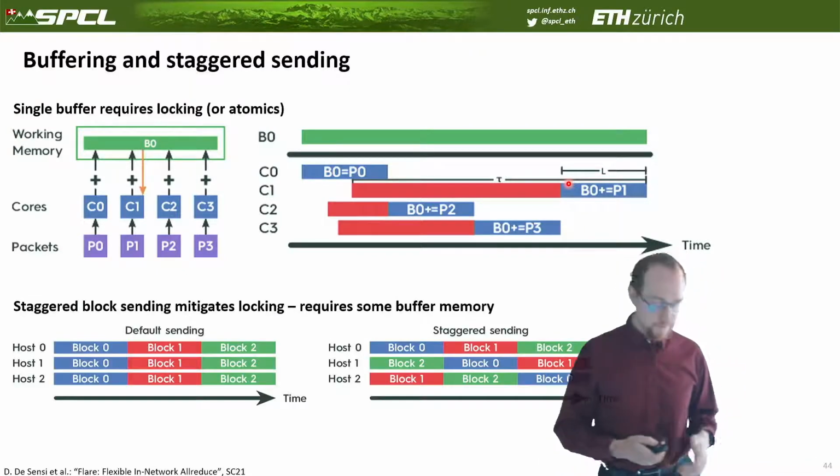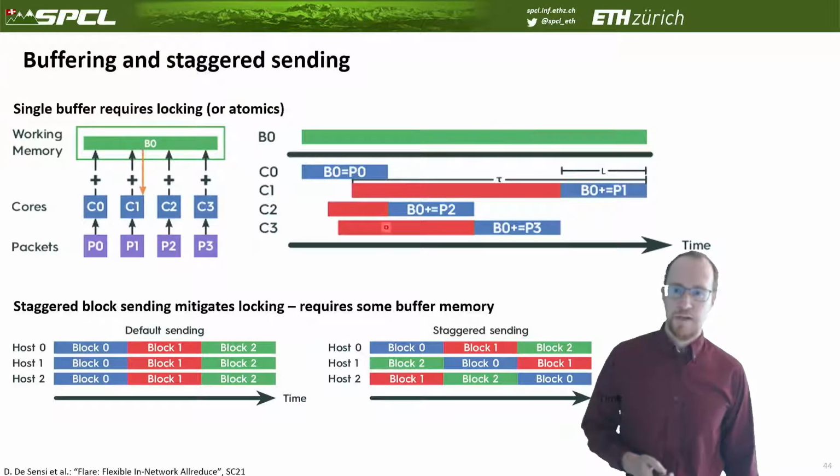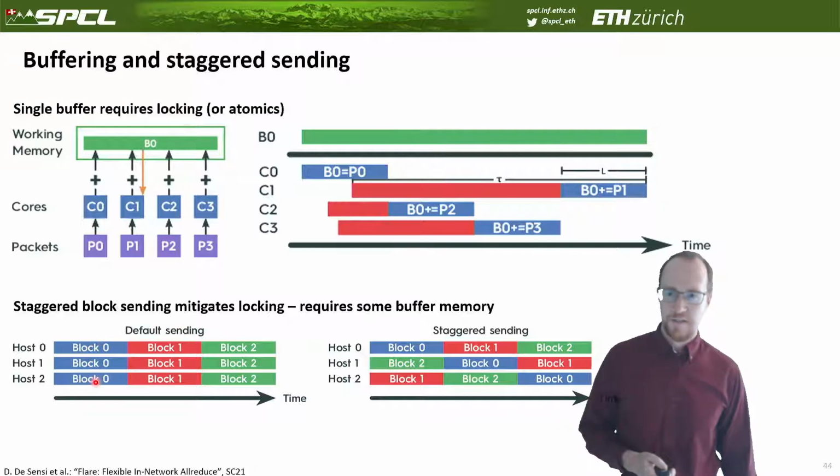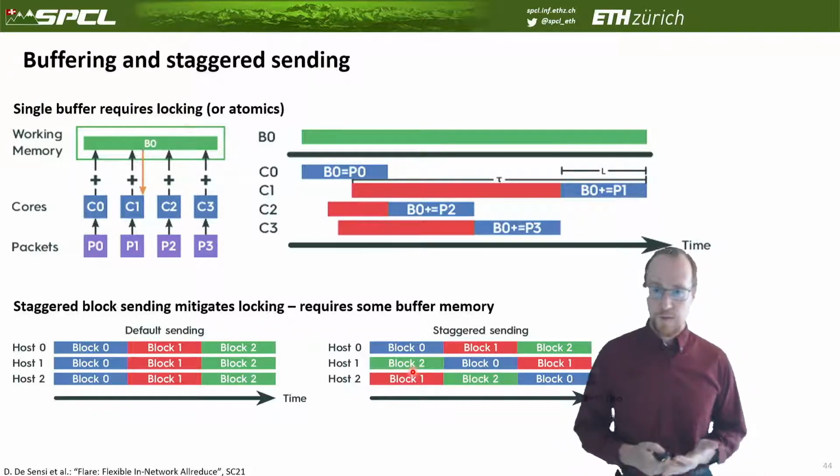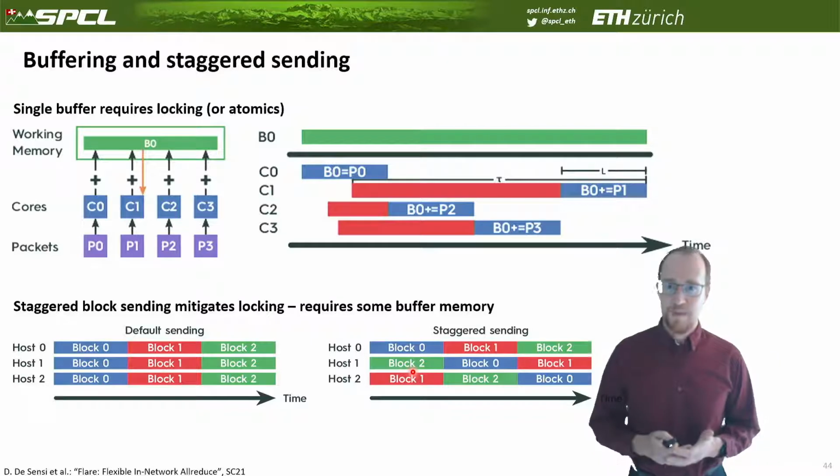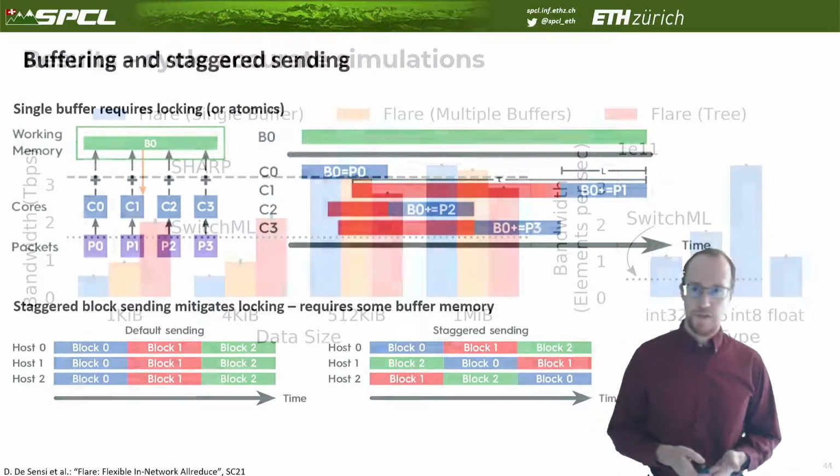So one of our key ideas in this work is, why don't we send the data in a staggered way? Here we see that each host sends first block 0, then block 1, and then block 2. But if we send them in a staggered way, so host 0 sends block 0, host 1 sends block 2, let's say, and host 3 sends block 1, just in some permutation, then we reduce the number of conflicts on those buffers, we reduce locking. It sounds like we may need more buffer memory, but actually what we find is that this is not always the case. So we always get better performance, but not necessarily consume much more buffer memory.